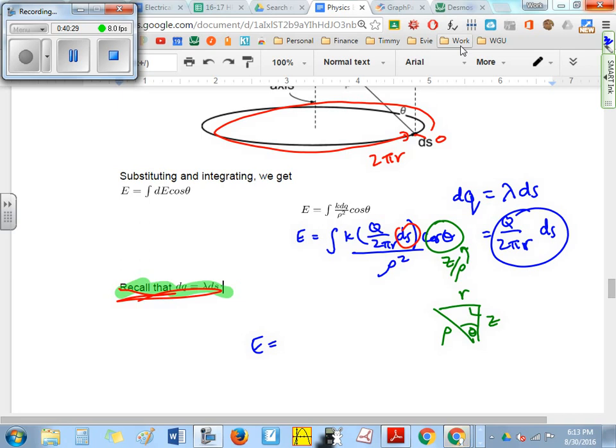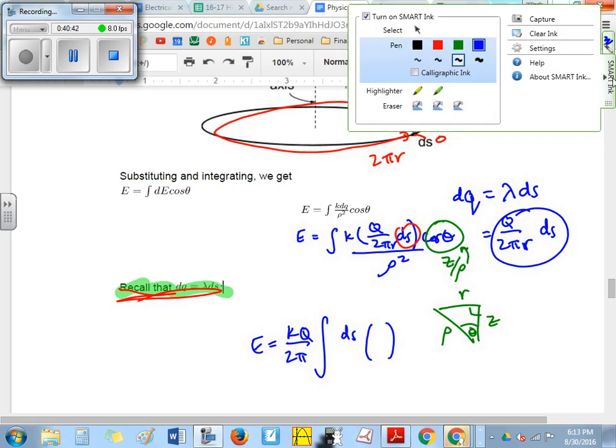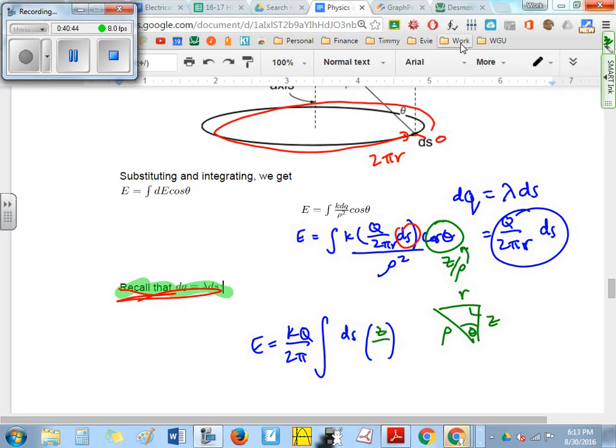So we're going to end up with, let's see, we have k, q, 2 pi. All right, and then we have an integral, and then we have a ds. We just put in a z over rho, like 2 seconds ago. And then this is all over rho squared. So I did pull out a couple of things. Oh, and then there's also an r here. So I think I got everything situated.